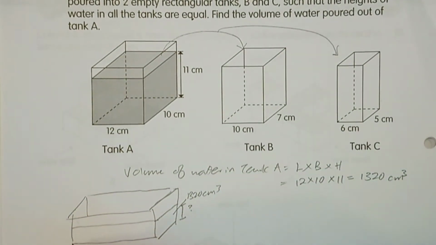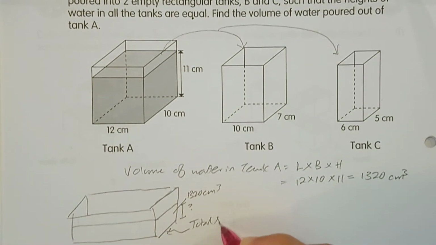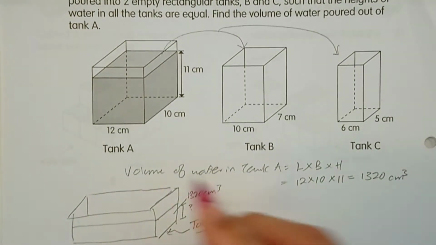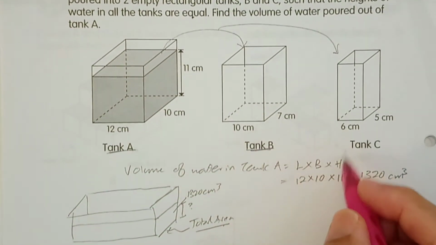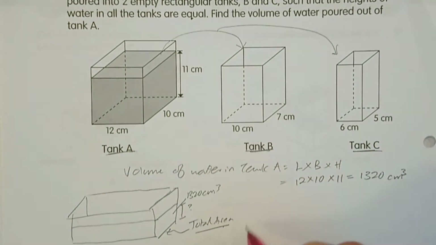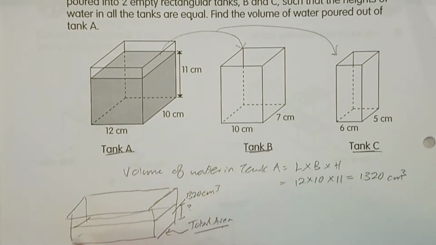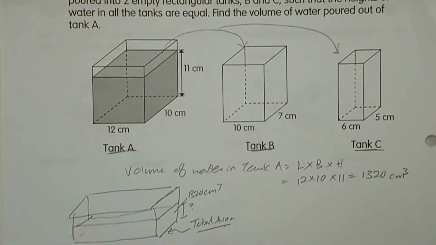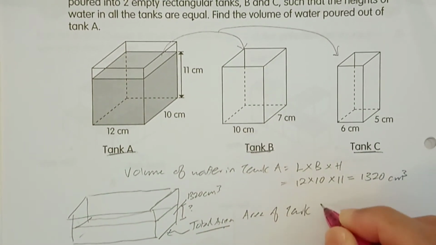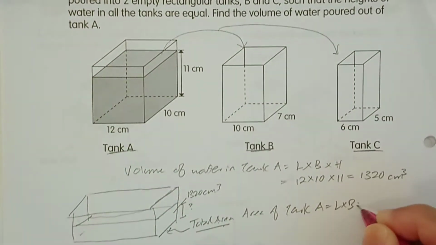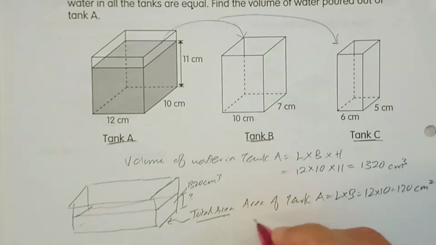But we need to find out the total surface area. So what we need to do is find the area of tank A plus the area of tank B plus the area of tank C, and combine them into the area of this huge tank. The area of tank A is length times breadth, which is 12 times 10, 120 square centimeters.